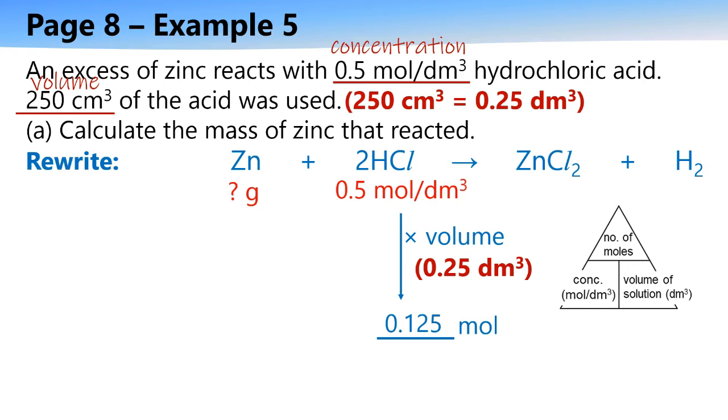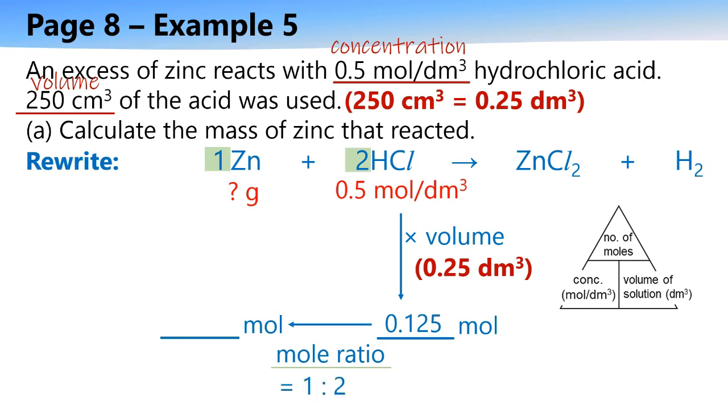Now that we have the moles of hydrochloric acid, we can find the number of moles for zinc using the mole ratio. What's the mole ratio between zinc and hydrochloric acid? There's no number in front of zinc, but it's actually 1. So the mole ratio is 1:2. Since 2 units represent 0.125, what is 1 unit for zinc? You will divide by 2 and we'll get 0.0625. Now, from the number of moles, how do we find mass?